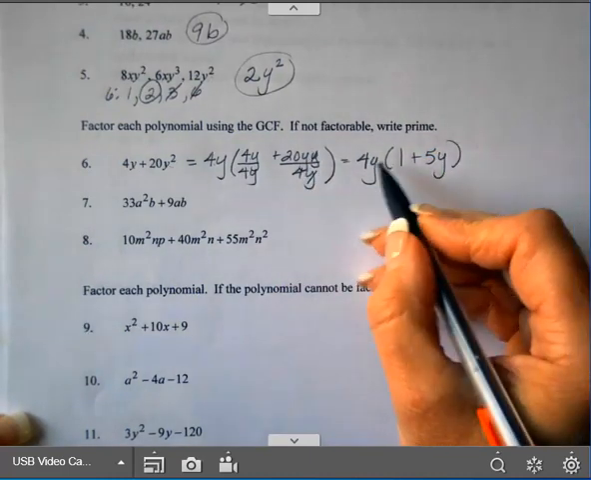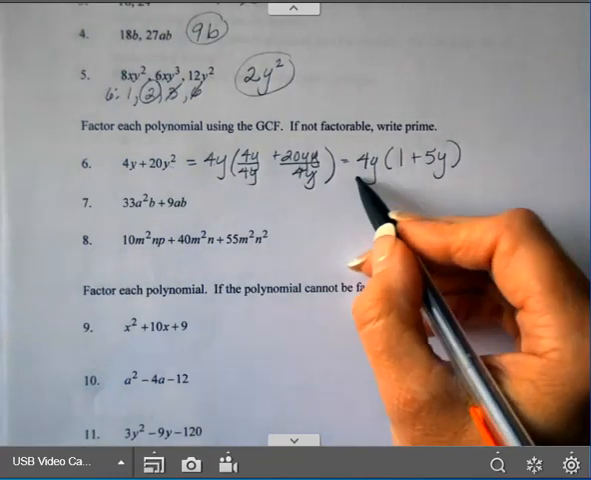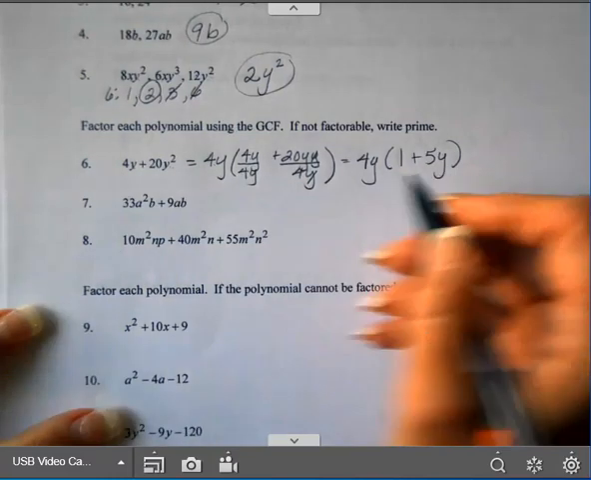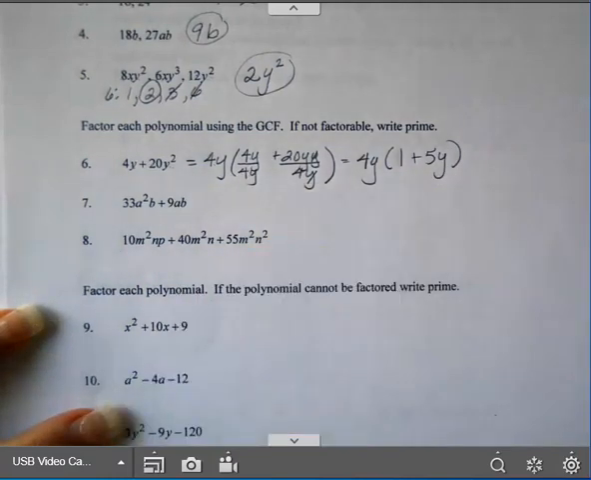And you can multiply this out. That'll be 4Y. And 4Y times 5Y is 20Y squared. So it's good to check your answer. You don't have to do the middle step if you don't want to.